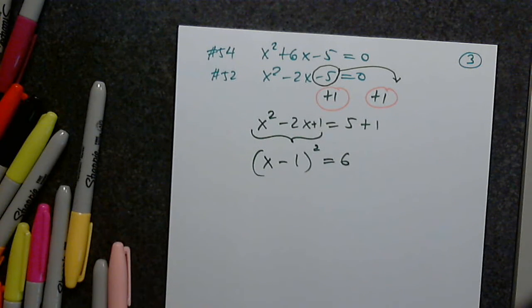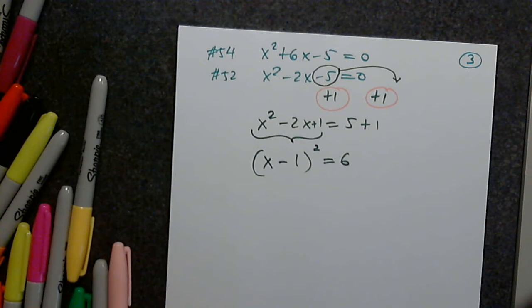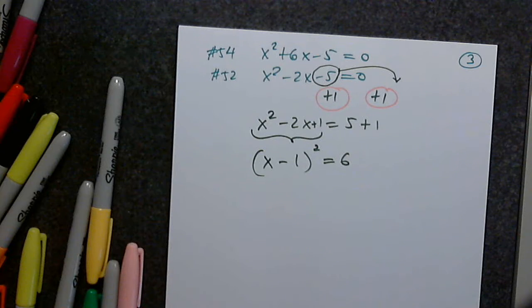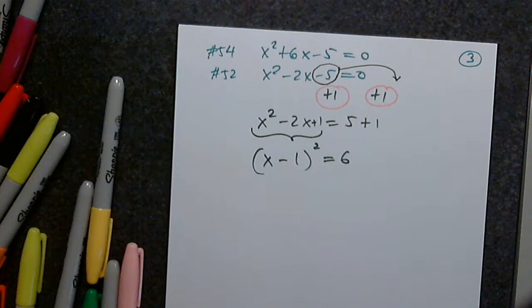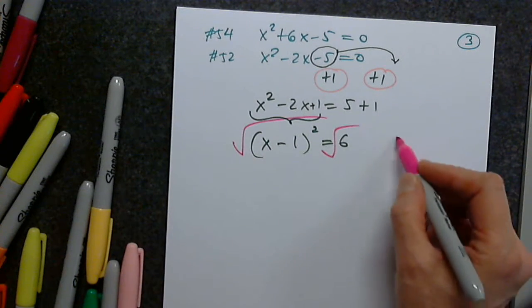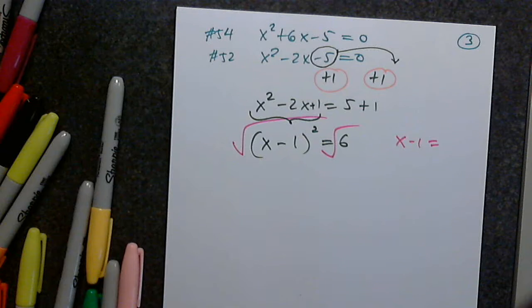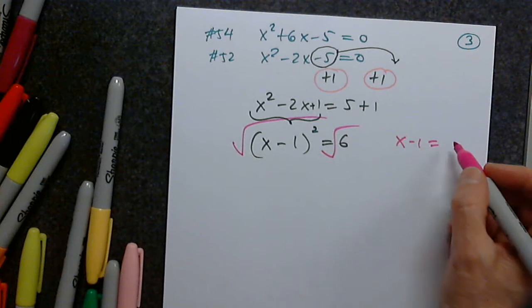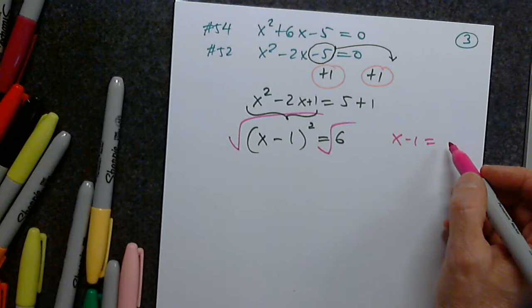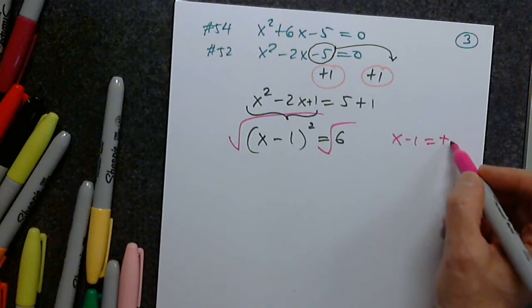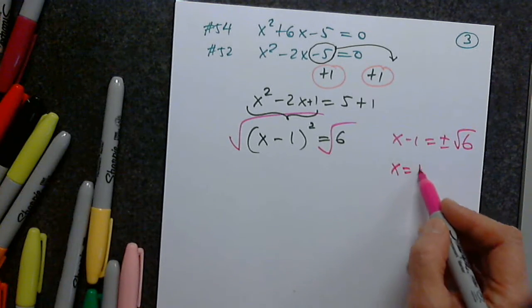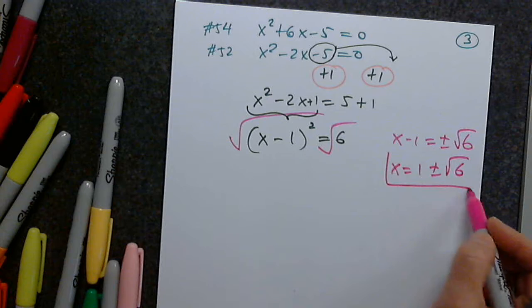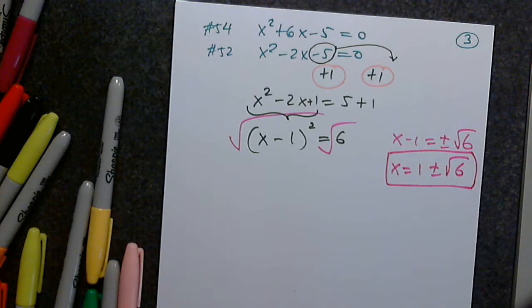So now what? We complete the square. It's wonderful, beautiful, but I haven't solved yet. What should I do next? Not square, but square root. Take the square root. Excellent. So then I have x minus 1 equals plus or minus the square root of 6. Very good. So then the final answer will be 1 plus or minus the square root of 6.